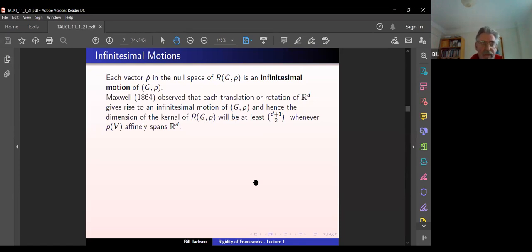And it's not difficult to say that the dimension of the space of infinitesimal motions coming from translations or rotations will be at least d plus 1 choose 2, at least whenever the points span the whole space. If not, then we get some kind of degeneracy. So this tells us that the dimension of the null space, or the kernel of the rigidity matrix, will be at least d plus 1 choose 2.